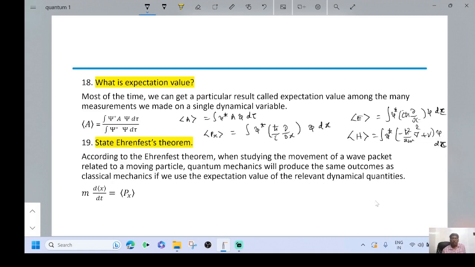Here, expectation of Px equal to m into d by dt of expectation of x. We know that momentum P equal to mv. The classical result equals the result arrived from quantum mechanics.